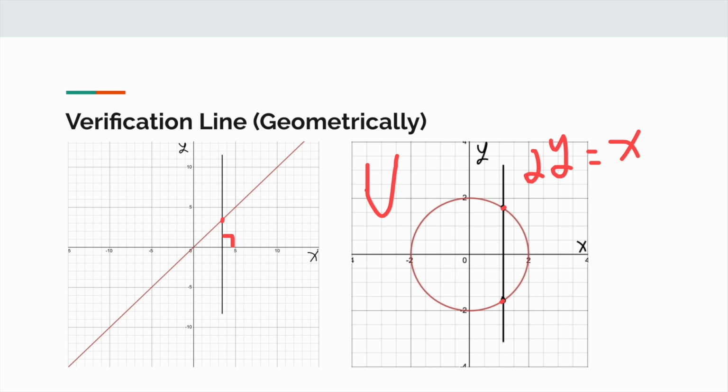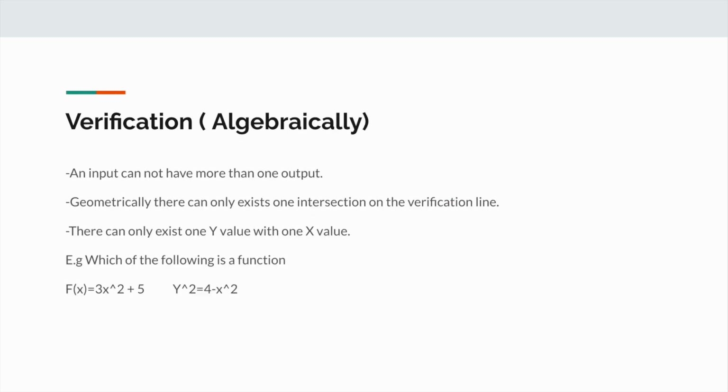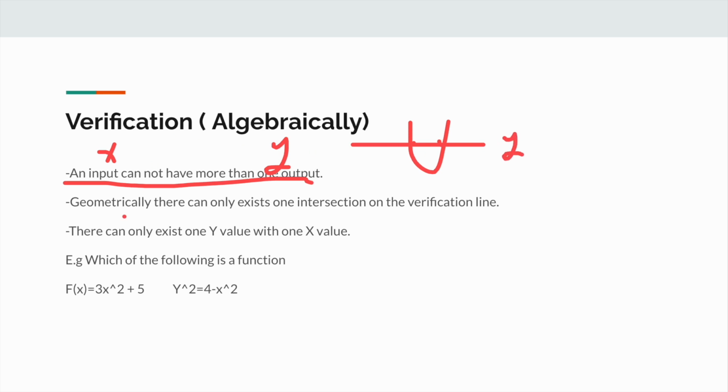A function can be a parabola, as there are two x values for a single y, but it cannot have two y values for a single x. And also some verification algebraically. As I said before, an input cannot have more than one output, which means for one x, there cannot be more than one y. But for one output, there can be more than one input. As with the parabola I gave before, there are two x values for a single y value. Geometrically, there can only exist one intersection with the vertical line, based on this theory that there can be only one output for one input.